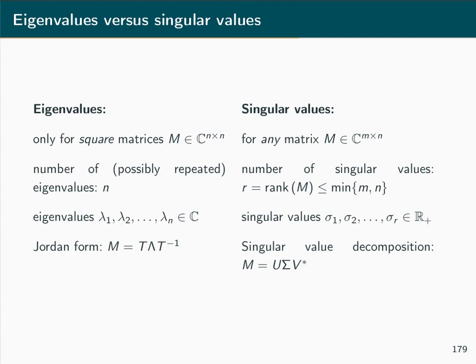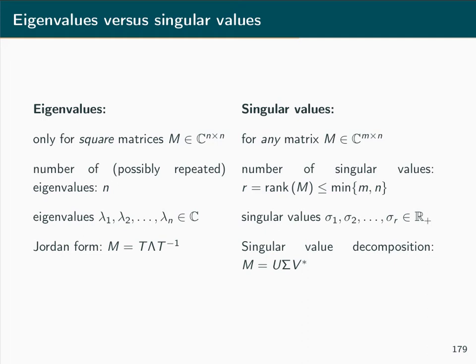And finally, the matrix factorization associated with the eigenvalues is the so-called Jordan form, and the Jordan form reads as T times lambda times T inverse, where the transformation matrix T is a general matrix which is only known to be invertible, and lambda is a square matrix that contains the eigenvalues on its diagonal, and possibly some entries of 1 on the superdiagonal if M is not a simple matrix.